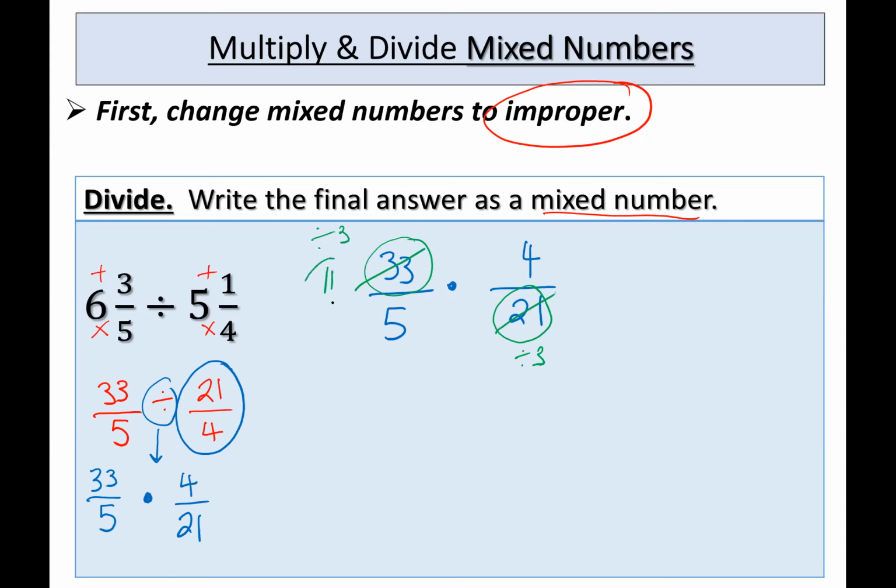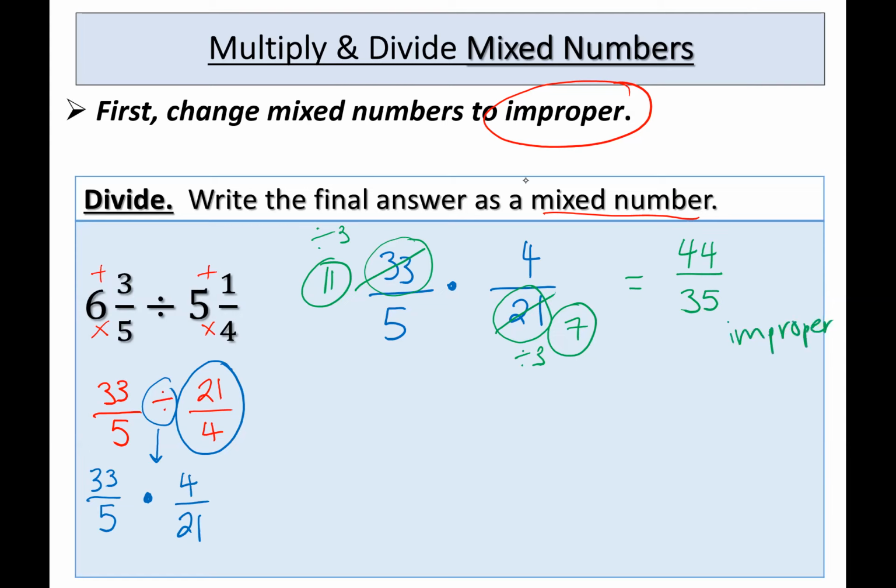33 divided by 3 is 11, and then 21 divided by 3 is 7. Now I can multiply across, and it will be slightly smaller. Instead of doing 33 times 4, let's do 11 times 4, and that's going to be 44 for the numerator. And then for our denominator, instead of doing 5 times 21, since we reduced, now it's 5 times 7. 5 times 7 is 35. Okay, so I multiplied across, I reduced by 3 as I was doing that, and now we got 44 over 35. This is still improper right now, which sometimes is okay.